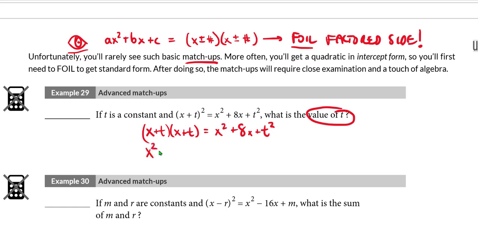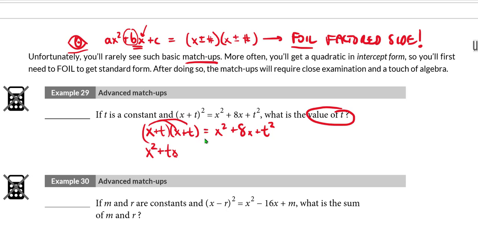So what do I get? I get x squared, first terms, xt. However, I'm not going to write xt. I'm actually going to write tx. A lot of students do get into a little bit of trouble when they write xt. If you write xt, it's not wrong. xt and tx are exactly the same as each other because of the commutative property of multiplication. However, I want to keep the x second just because that's the way we tend to write quadratic polynomials, quadratic trinomials. We have a coefficient in front of the x, and then we have the x itself.